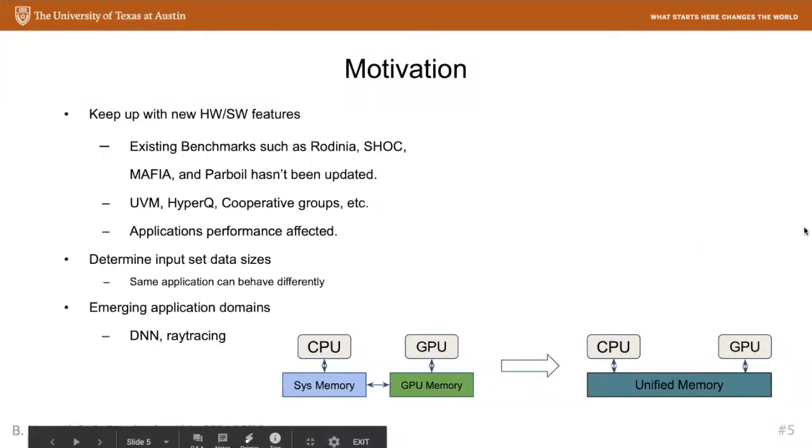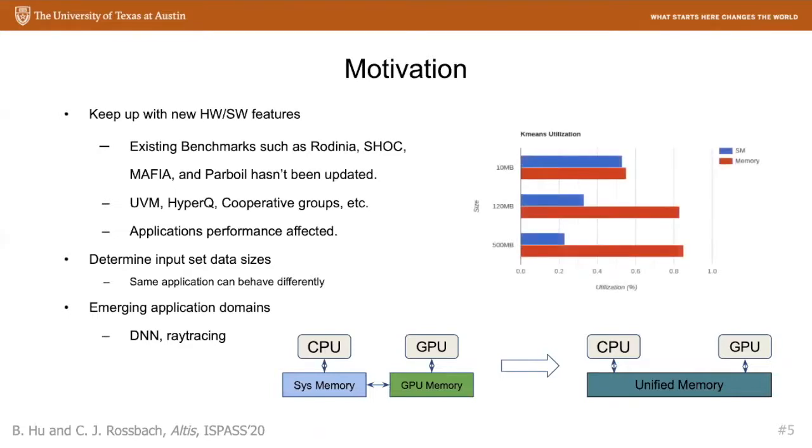Since these new features will likely have a direct impact on application behaviors and performance, it is important for applications to be updated with them. However, existing benchmarks such as Rodinia, SHOC, Mafia, and Parboil have not been updated with some of these new features. Aside from new hardware and software features, we also notice that input data sizes have a direct impact on application behaviors and performance.